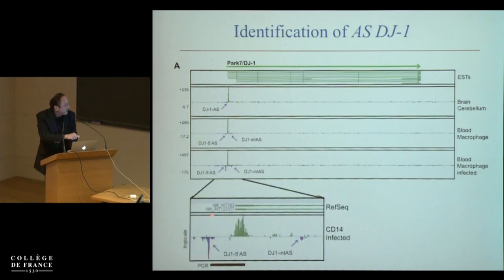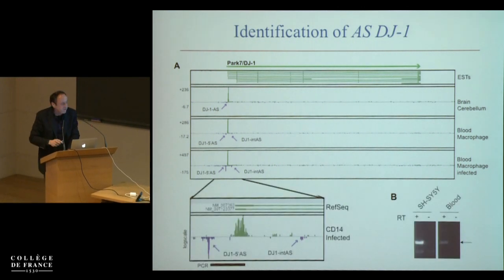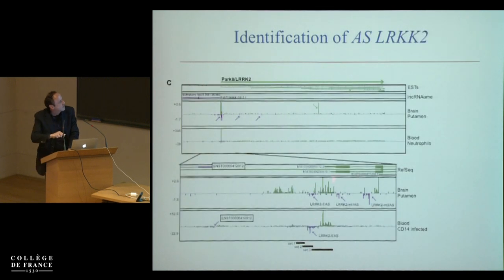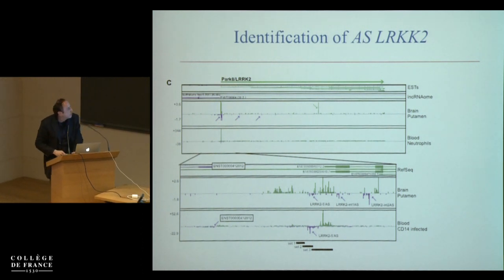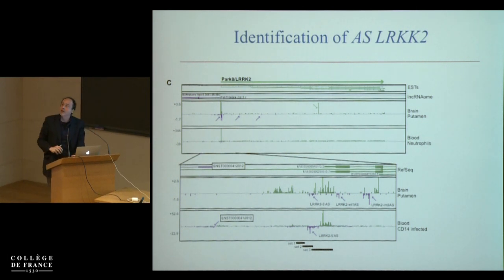And here you can see some antisense transcripts for DJ1, again validated by RT-PCR, and this is also true for LRRK2, in which we have a huge antisense transcription at the 5' end that corresponds to a head-to-head divergent long non-coding RNA for LRRK2. It would be interesting again to see how this LRRK2 antisense long non-coding RNA regulates parkin expression.